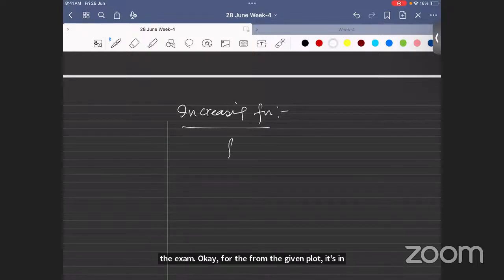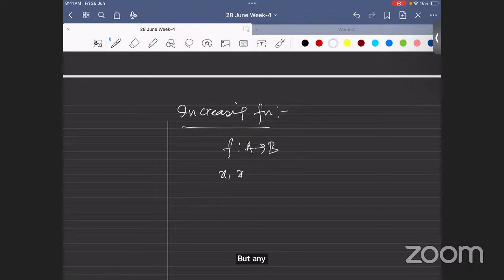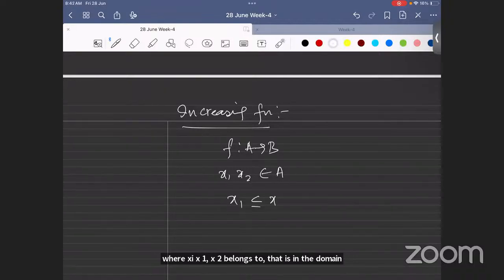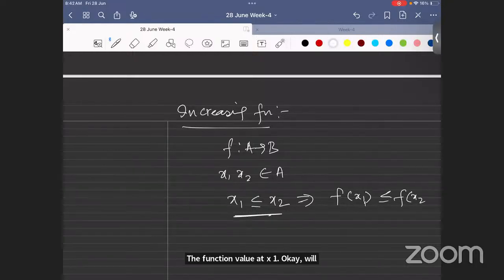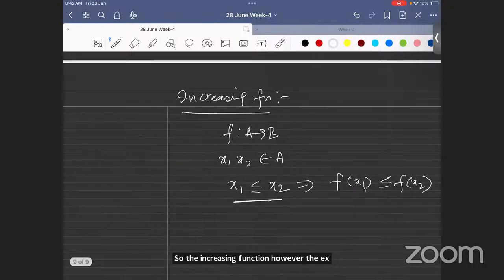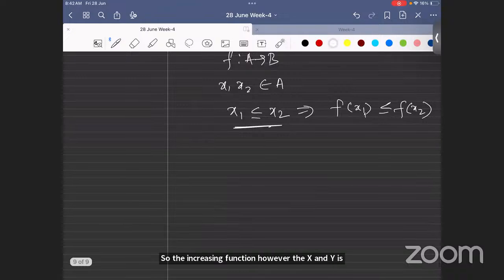For any function f(x) defined on A, where x1, x2 belong to A, that is, to the domain, such that x1 is less than or equal to x2, the function value at x1 will be less than or equal to f(x2). So for the increasing function, this is how x and y behave for a given polynomial, for any function.